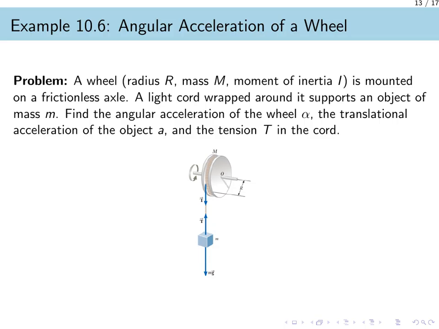Our goal is to find expressions for three quantities: the linear acceleration of the object, a, the angular acceleration of the wheel, alpha, and the tension in the cord, T. A key point to recognize is that the tension is not equal to the object's weight.